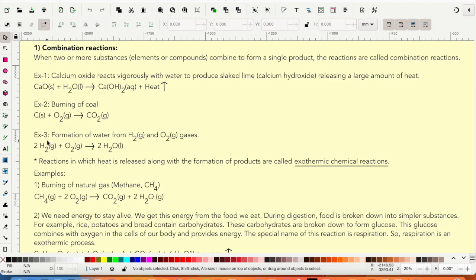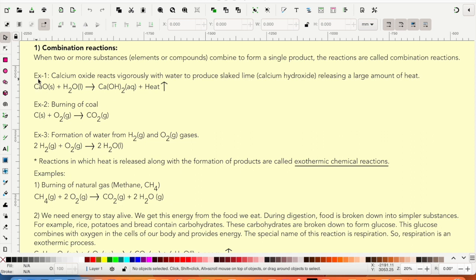Third example, hydrogen and oxygen gases combine to form water. Here again, two substances are combining to form a single product. That's why it is a combination reaction. Reactions in which heat is released along with the formation of products are called exothermic chemical reactions.